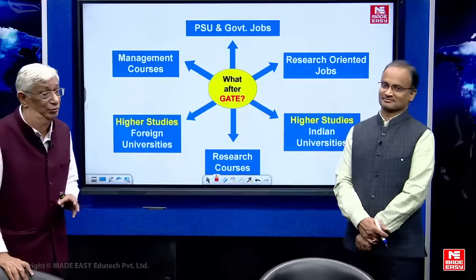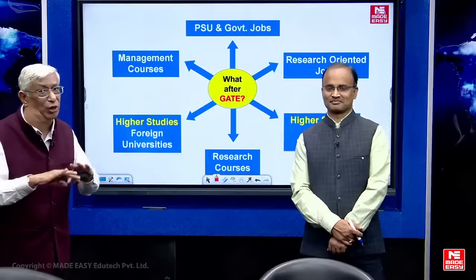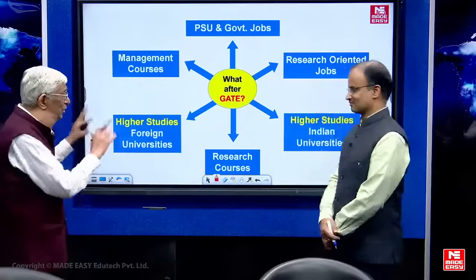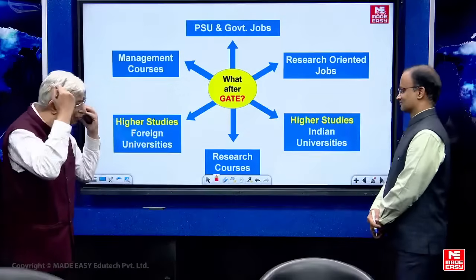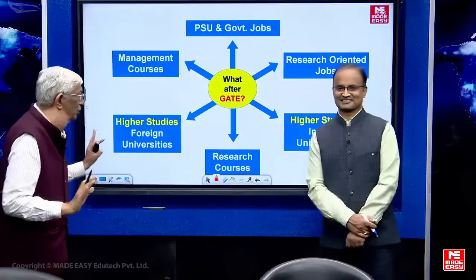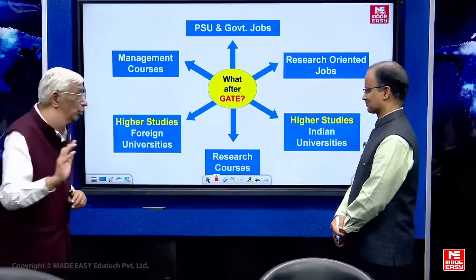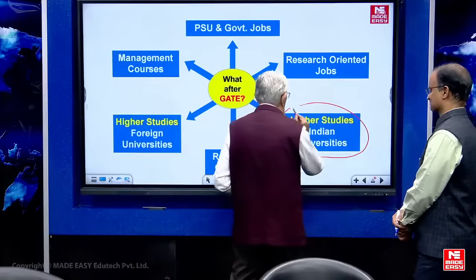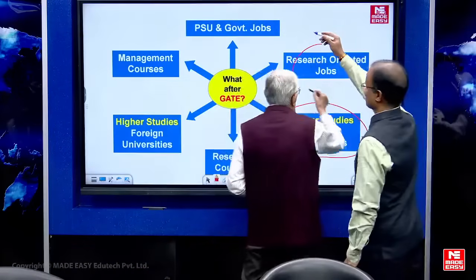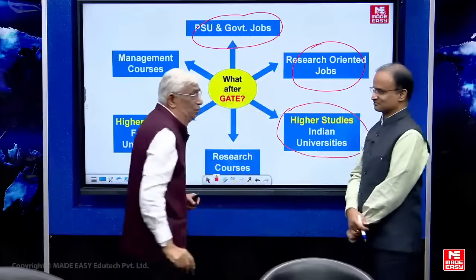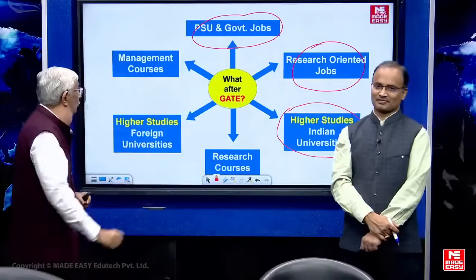Utilization of GATE, again, is something which is uniform across the board. Irrespective of which branch we are talking about, this is applicable for EC, EE, IN, DS, AI, for all the branches. But obviously, we are going to be focusing mainly on this aspect, PSU, and these three major areas where we are going to put our focus.